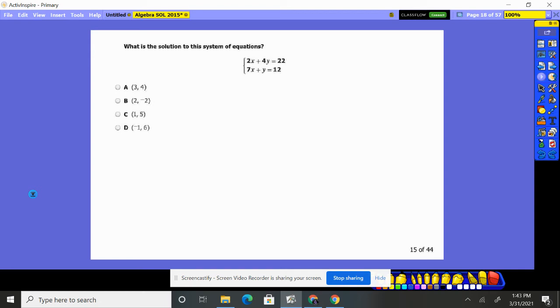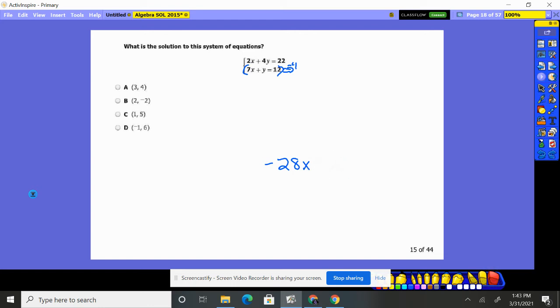How do we do this problem normally? Well, if you remember, what we're going to try and do is what's called elimination. We want to make one of the X's or Y's disappear. If I multiply this bottom equation by negative 4, let's look what it'll give me. Now I'm doing negative 4 times the whole thing. That'll give me negative 28x plus negative 4y, or just minus 4y.